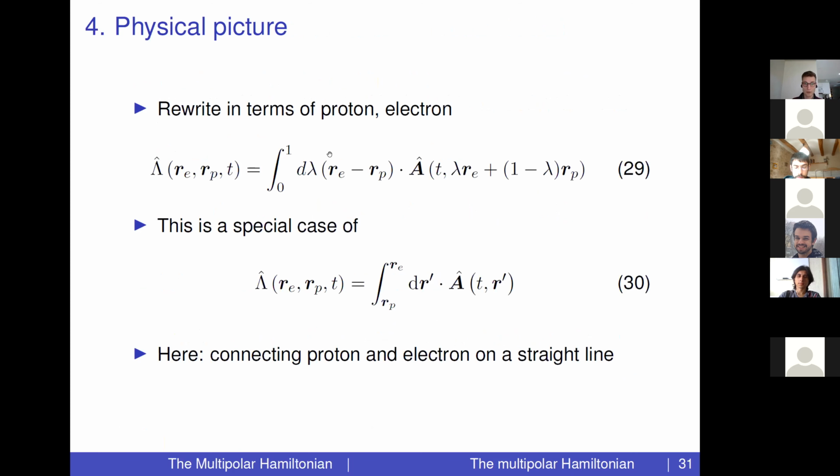What does this generator mean? So we can rewrite it in terms of proton and electron degrees of freedom. And from here, one can see this is just a special case of the line integral over the vector potential from the proton position to the electron position. And so what it means is now that we're connecting the proton and the electron on a straight line, the simplest possible case that we can consider. And again, this is just a generalization of the semi-classical scenario.